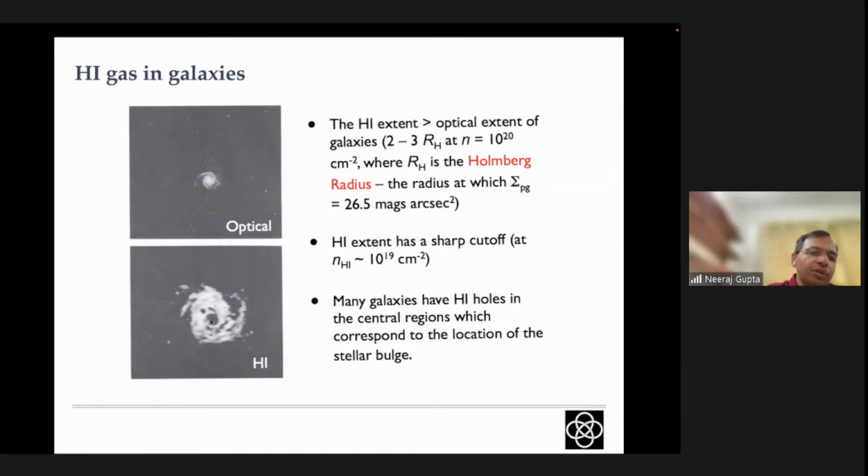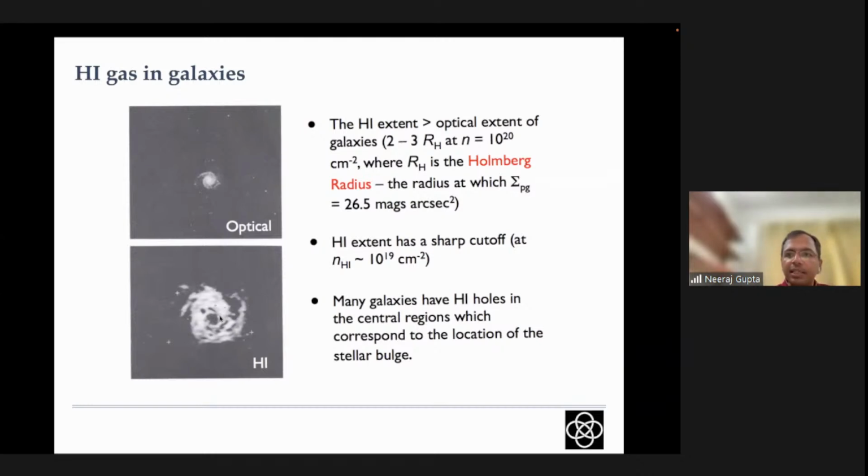And the second thing that you can see in this image is that there is a hole at the center, right? So if we just had the information from these two images, we could jump to the conclusion that perhaps the gas in the central region is ionized, and that's why we don't see it. But that is not the case. What happens in most galaxies, including our Milky Way, is that in the central regions the pressure in the disk is so high that most of the gas is actually converted into the molecular phase, and that's the reason we are seeing a hole at the center.